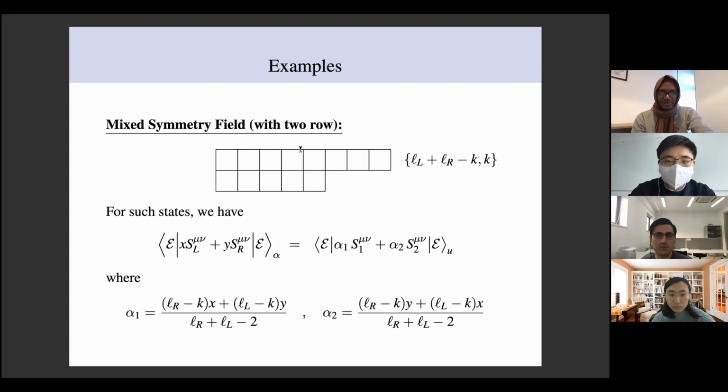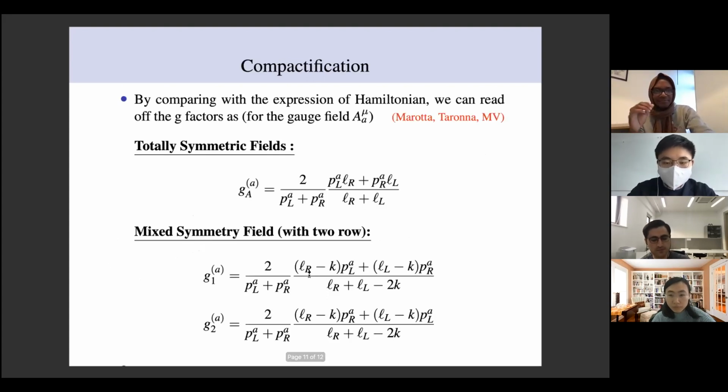And similarly for mixed symmetry fields with two rows in the Young tableau structure, we have this relation. And using this, by comparing with the expression of the Hamiltonian I wrote earlier, we can read off the G factor in this manner. So for symmetric field, it is this, and for mixed symmetry, it is this. So thank you.